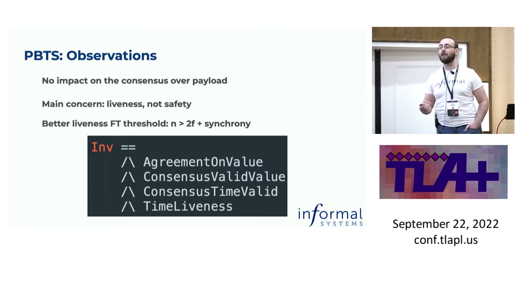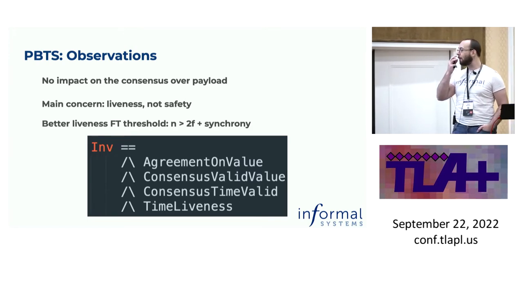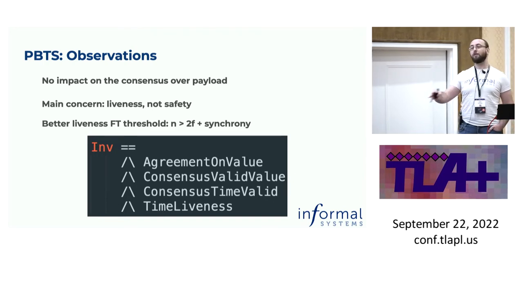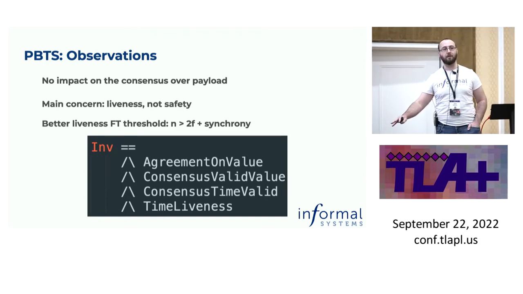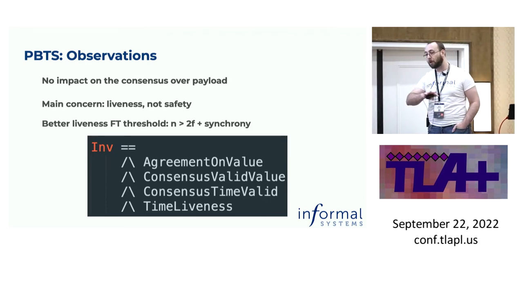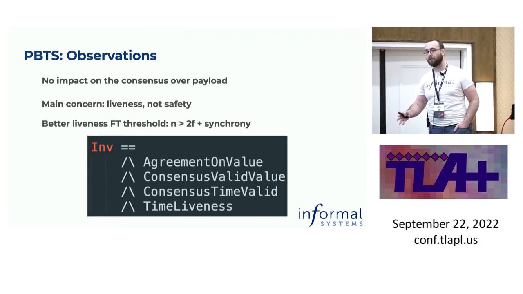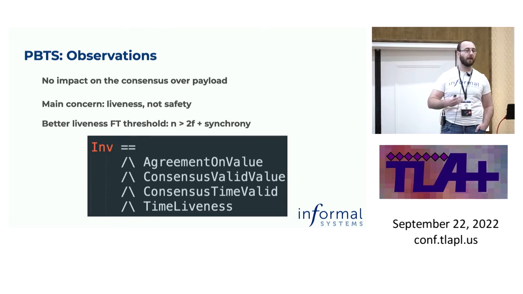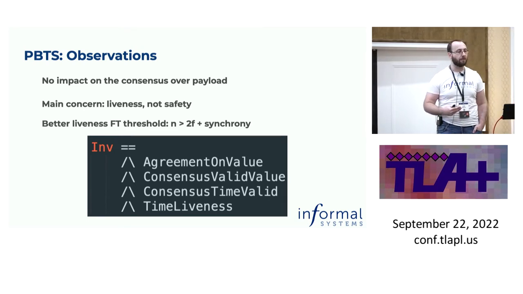So, observations for this new extension. It's called proposer-based timestamp. So the consensus over the payload has not changed, right? There is still this value that was previously agreed upon that's still part of it. Now time is also part of it, but the consensus over the payload has not changed.